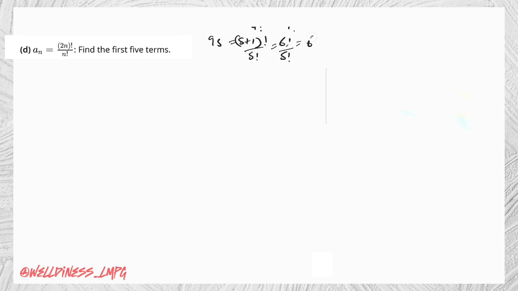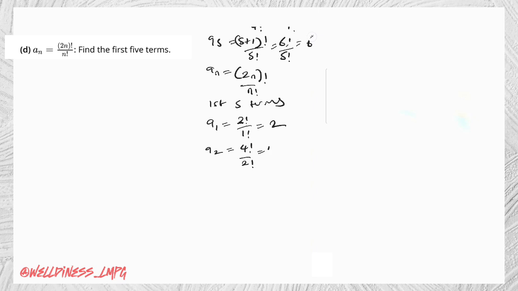So the next question we are looking at: a_n is equal to 2n factorial divided by n factorial. Find the first 5 terms. So all we have to do is substitute the values 1 to 5 for n to get our first 5 terms. So for the first one, we have 2 times 1, which is 2 factorial, divided by 1 factorial. 2 factorial is 2 times 1, which is 2, and 1 factorial is 1. So 2 divided by 1 will give you 2.